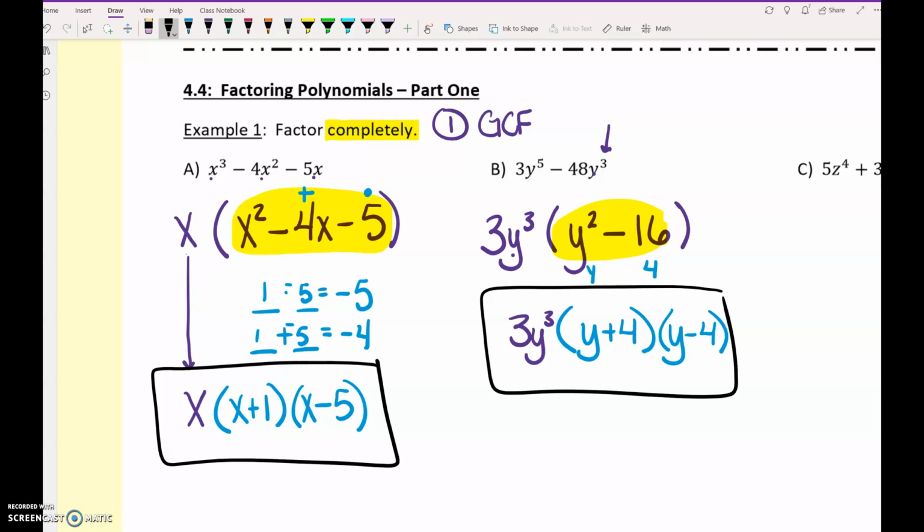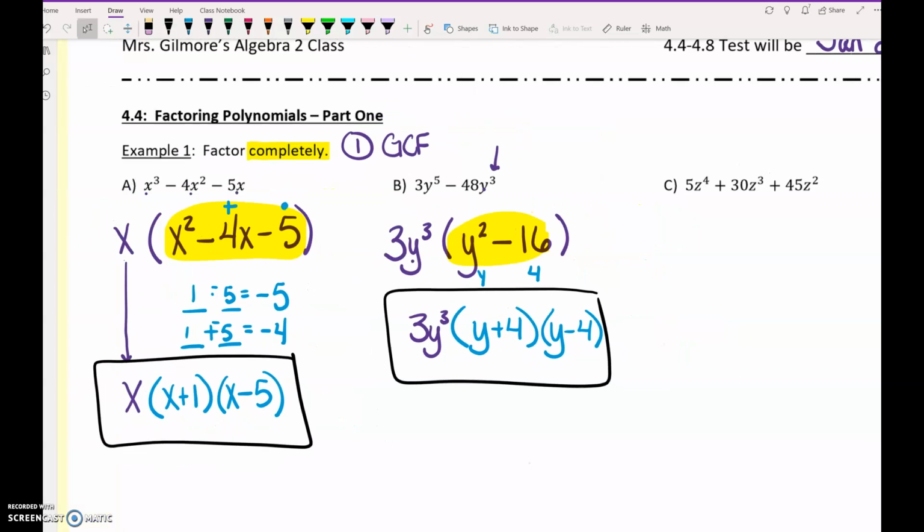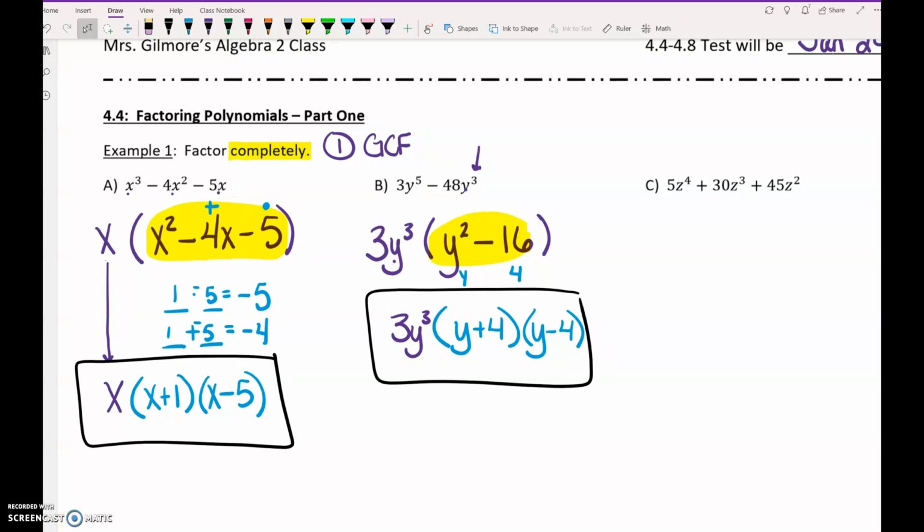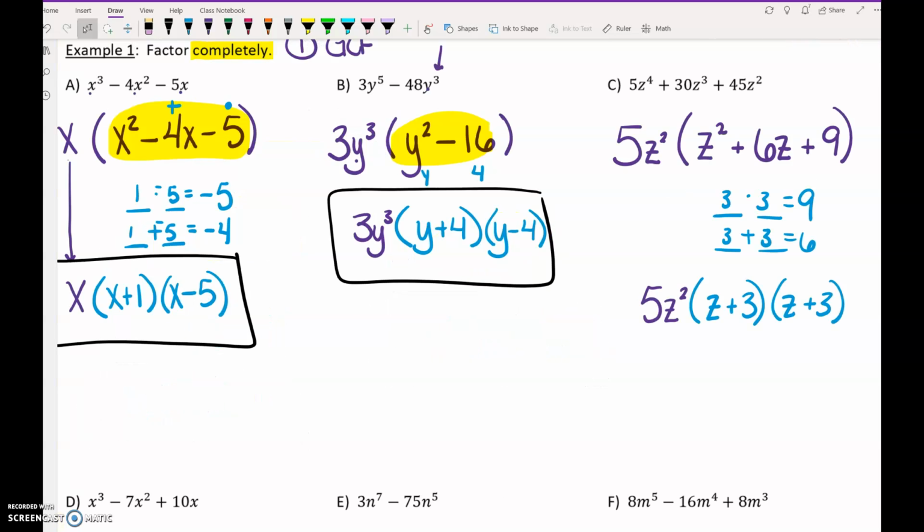Okay, I would like you to try C on your own. Okay, first I always start with the numbers. 5, 30, and 45. We can divide all of those by 5. And then the smallest z is z squared, so we can pull z squared out of all of them. And then we factor what's left. You should end up with 5z squared times z plus 3 times z plus 3.